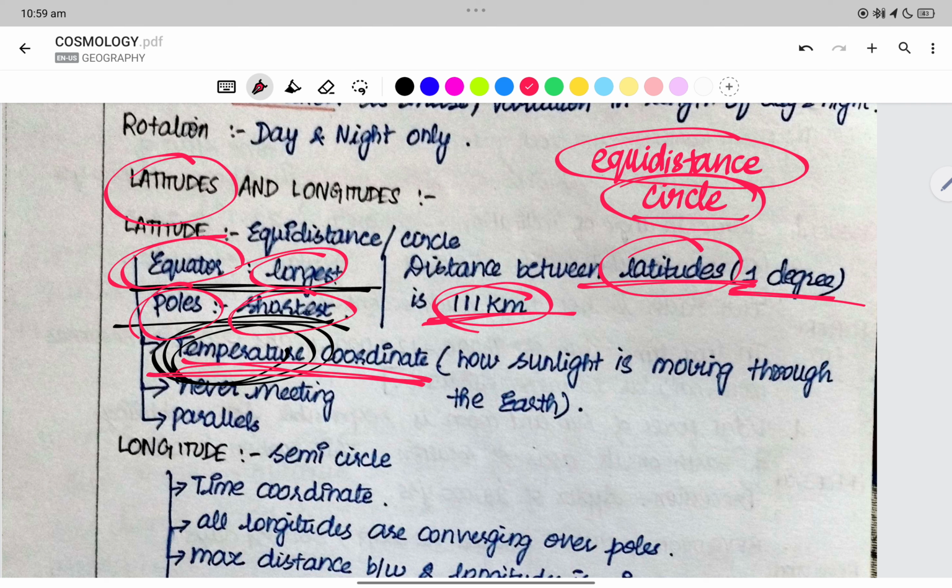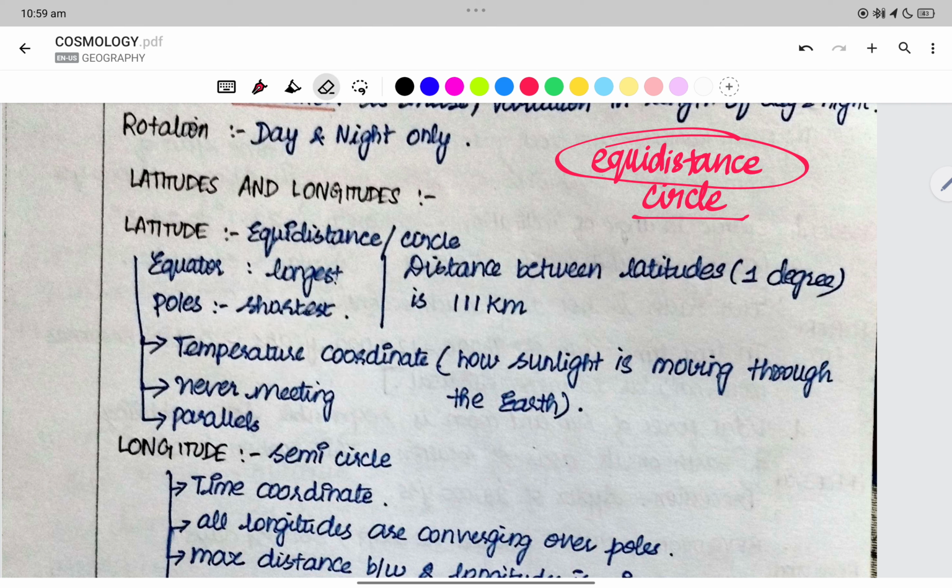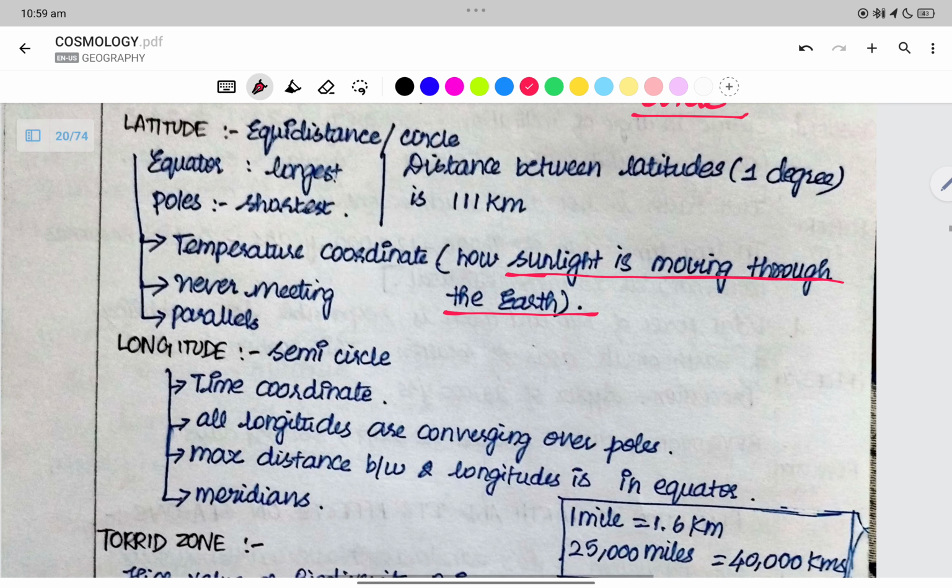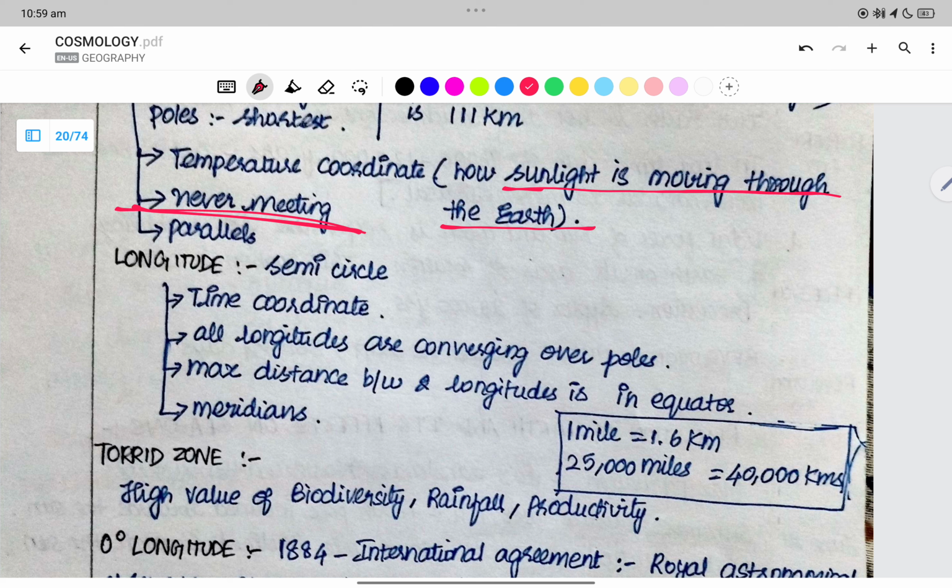Temperature coordinates, they are used for temperatures, right? So we call them temperature coordinates. Sunlight is moving through the earth. Latitudes never meet, but longitudes do meet, because we have the poles, right?